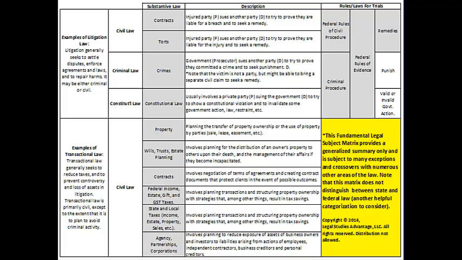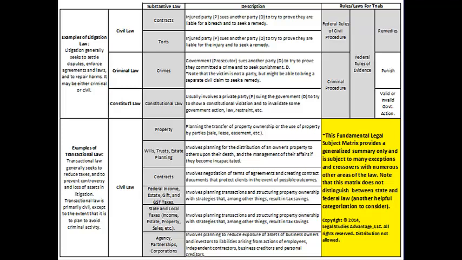Let's move down one row. Let's take a look now at what a case would look like if it was litigated under the criminal law system. In this case, the government, the prosecutor, this is our P. We don't have a plaintiff in a criminal case. We have a prosecutor who represents the government on behalf of the people. In this case, the government, the prosecutor, sues another party, the defendant, to try to prove that they committed a crime and to seek punishment against the defendant.